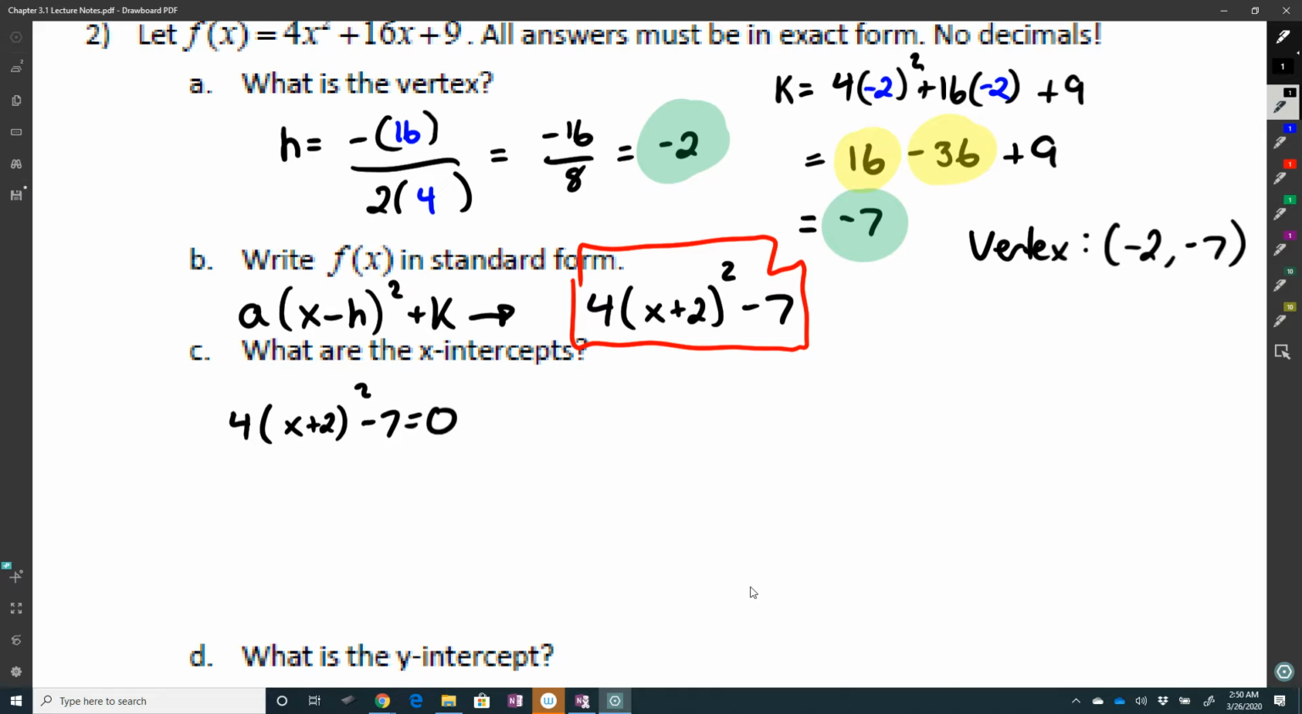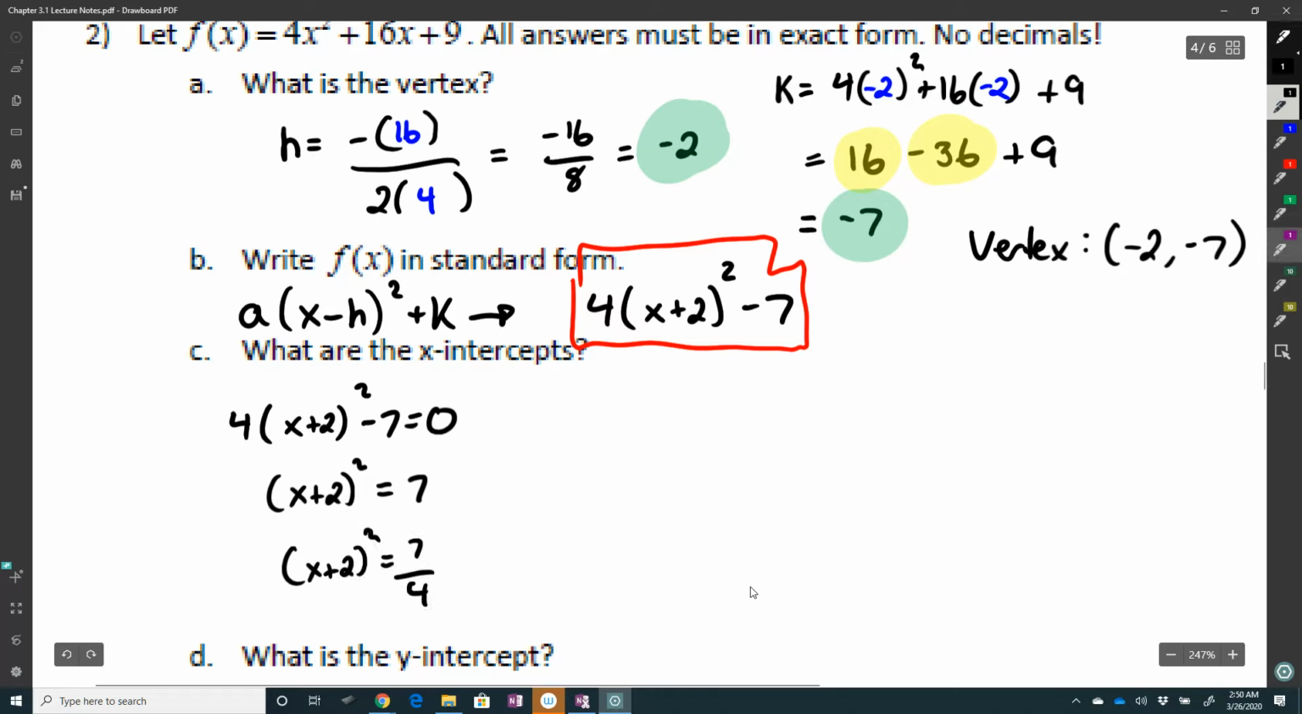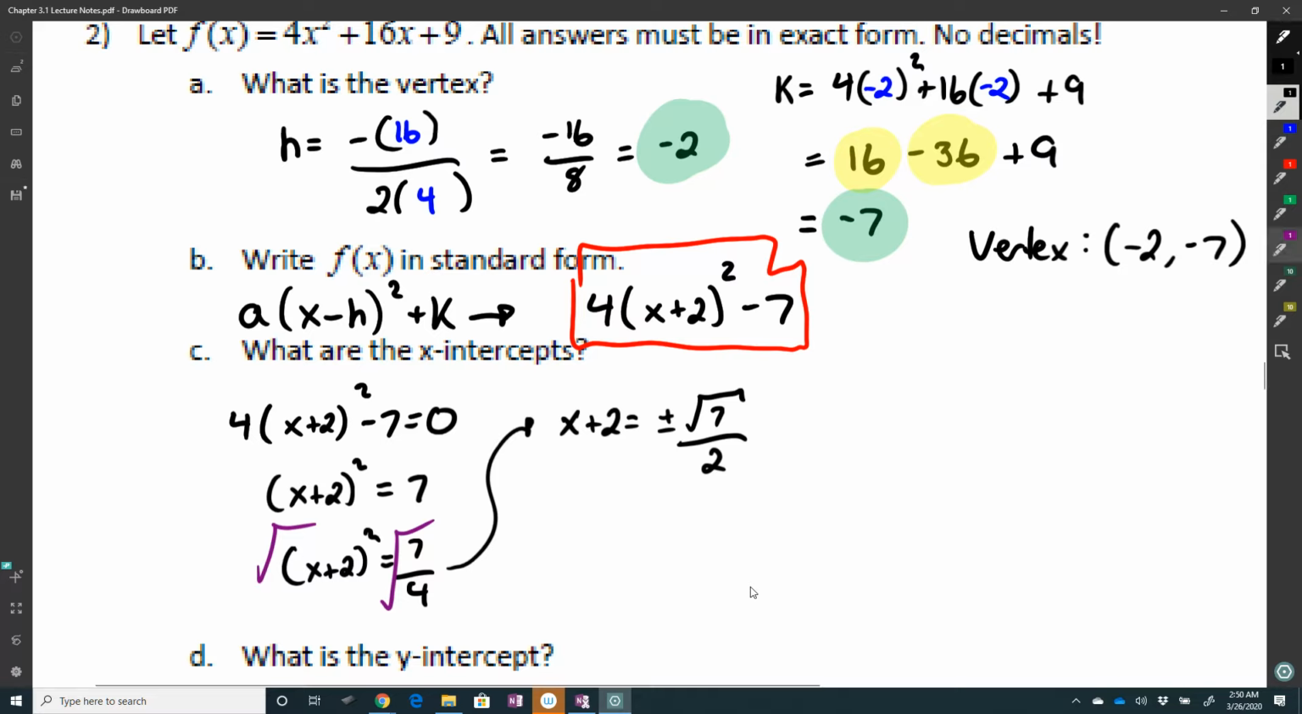Fantastic. Okay. Anyway, I add the 7 over. 4 times (x plus 2) squared equals 7. I divide the 4 over. (x plus 2) squared is equal to 7 over 4. I take the square root. Remember, when you do the square root, it turns into a plus or minus. So x plus 2 equals plus or minus. Now the square root of 7 is just square root of 7. The square root of 4 is 2. So square root of 7 over 2. And then I subtract 2. So x is equal to, since I subtracted the 2, negative 2 plus or minus square root of 7 over 2.